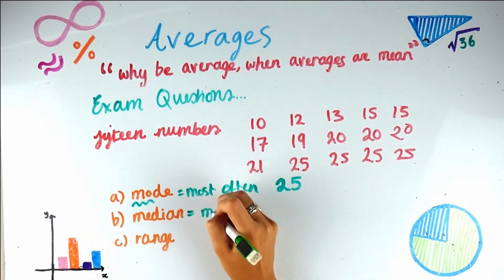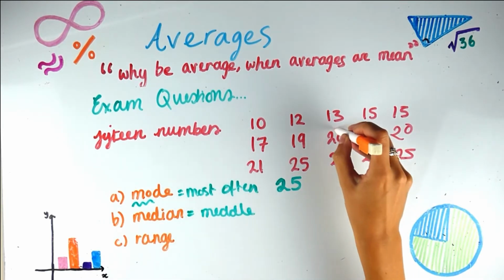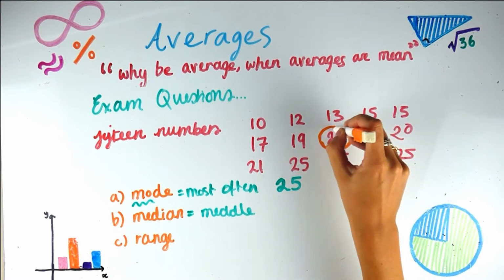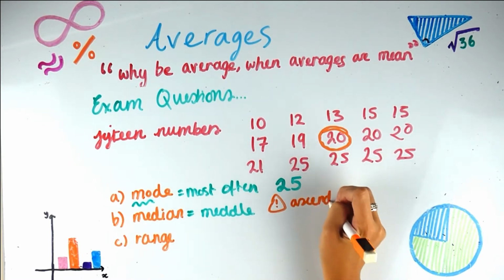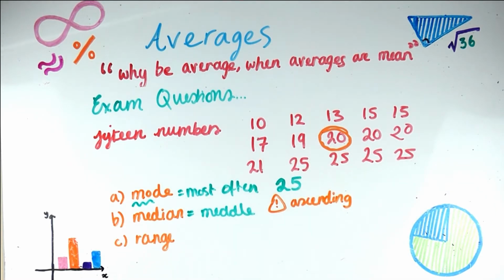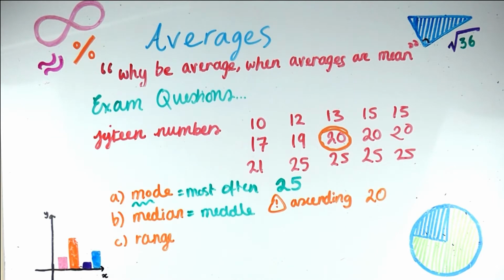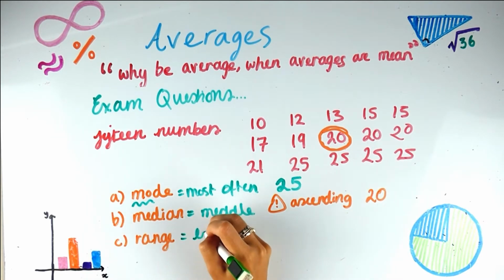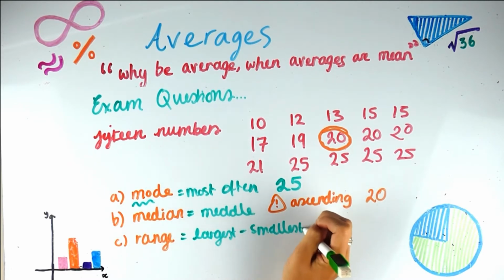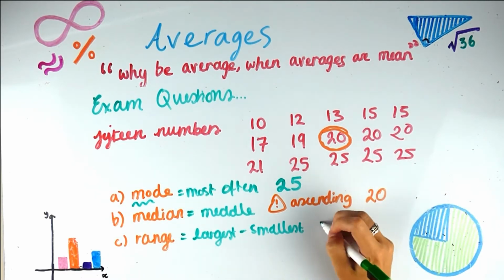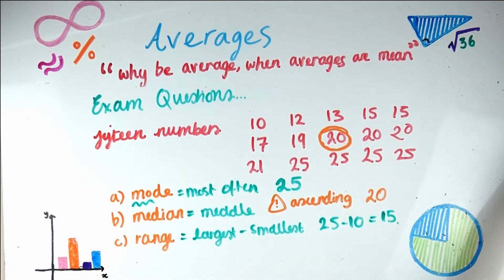The median is the middle. So the middle value, just by looking at the square, I can see that that one's in the middle. And again, warning sign, ascending order. But this question's kind, and as we can see, it's already in ascending order. So the median value is 20, and the range, which is largest minus the smallest, again, it's in ascending order, so we know we can just take 25 minus 10, and we know that's 15.